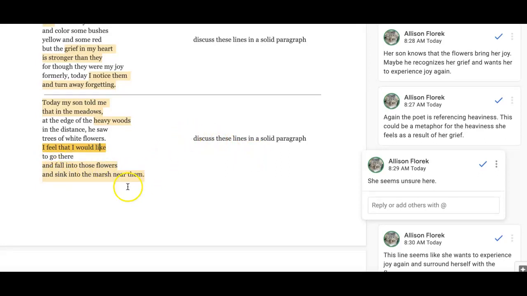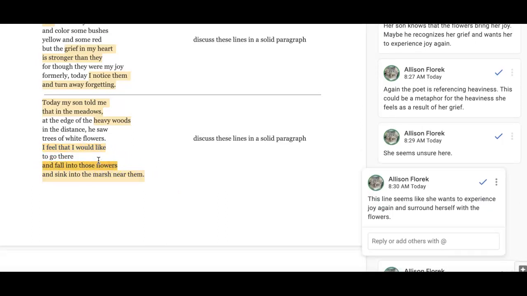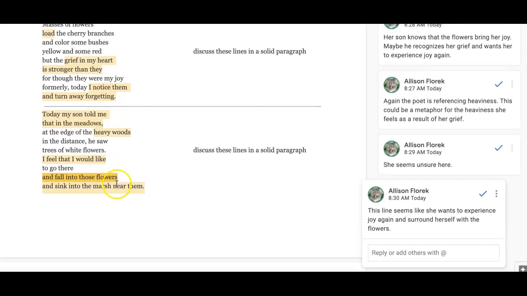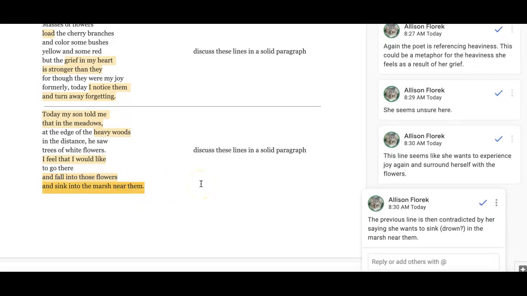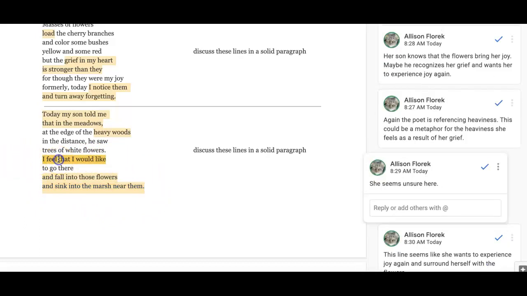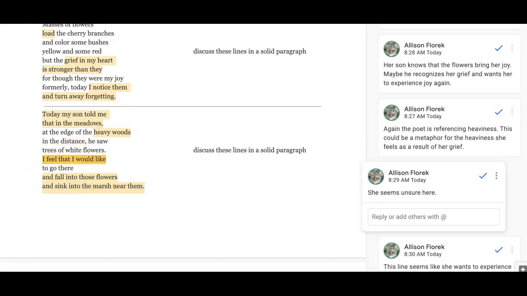And as we interpreted the last line, "and fall into those flowers," seems maybe she wants to embrace joy or experience joy again, surround herself with joy. But then it's followed up with that line where she says she wants to sink into the marsh near them, which seems to suggest that maybe she wants to drown or not be on this earth anymore, sink into the ground. So these lines definitely stand out and show us just how deep the widow's grief is. But then again, she does suggest that she's unsure she wants to do this.